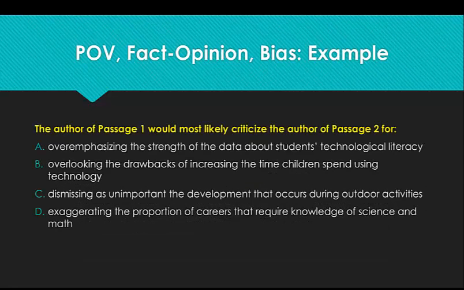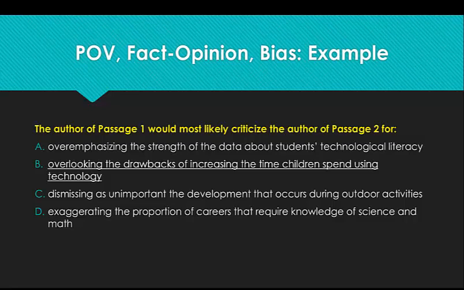And then the way these questions are going to be asked is kind of a comparison or a contrast of these two things. So in reading these two passages, the author of passage 1 would most likely criticize the author of passage 2 for, the answer here is B, overlooking the drawbacks of increasing the time children spend using technology.